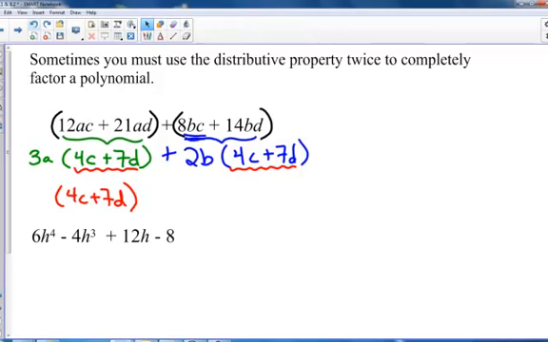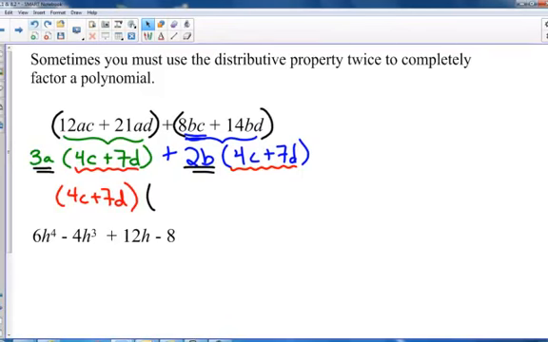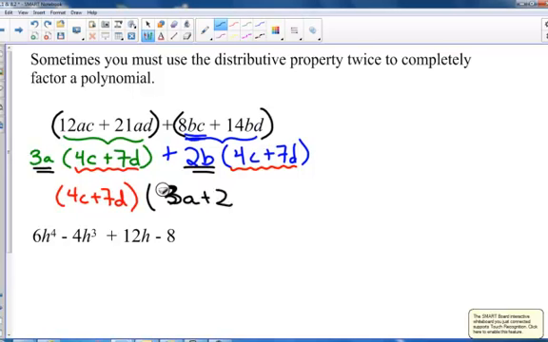And then I am left with (3a plus 2b). So this is my answer.